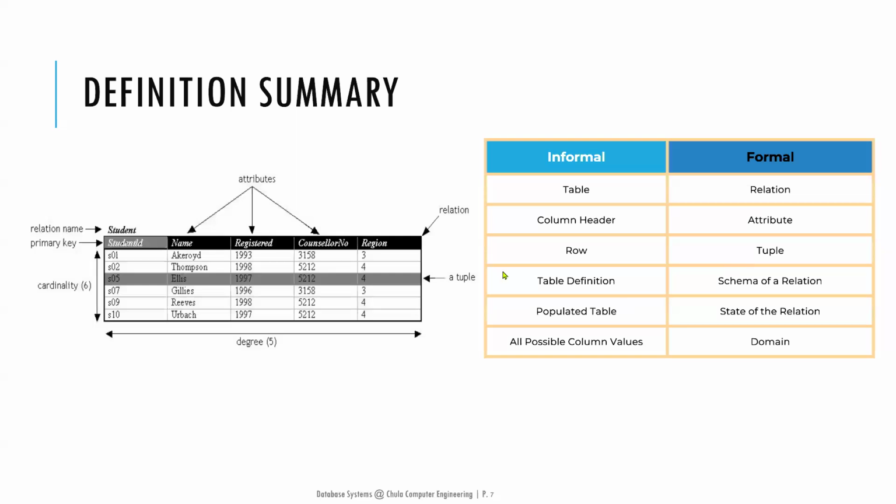The table definition, like how many attributes there are, we call the schema of a relation. So it's a definition; we call it schema. If the table is populated, we have a state of the relation, meaning that you have the instances within the table. And all possible column values form the domain. These are the formal terms that we'll be using in the relational concept.